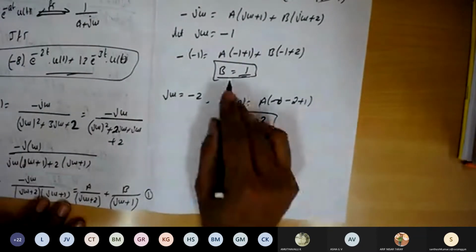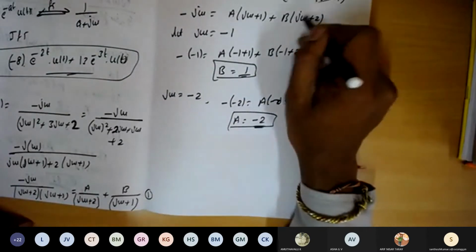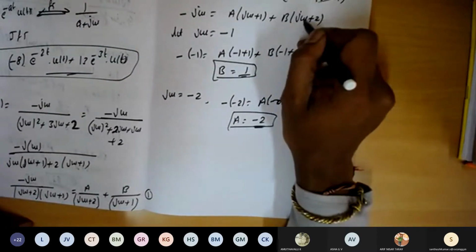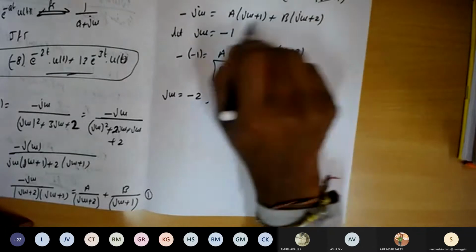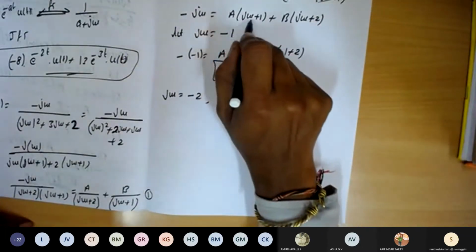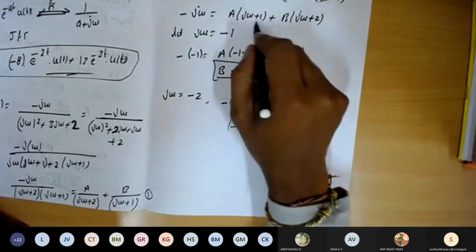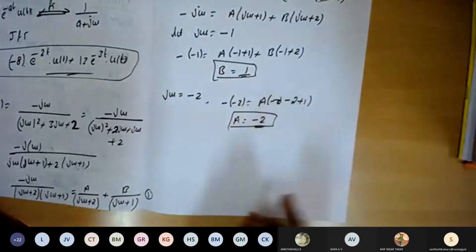So we got the value for A and we got the value for B. Here we need to check for what value of j omega this will become equal to 0. If I substitute j omega is equal to minus 2, this will become 0. And if I substitute j omega is equal to minus 1, this will become equal to 0. Okay, so we are done with that one. We got the values for A and B.